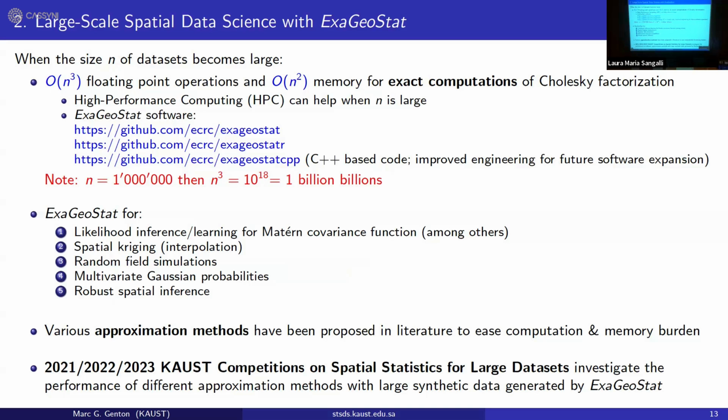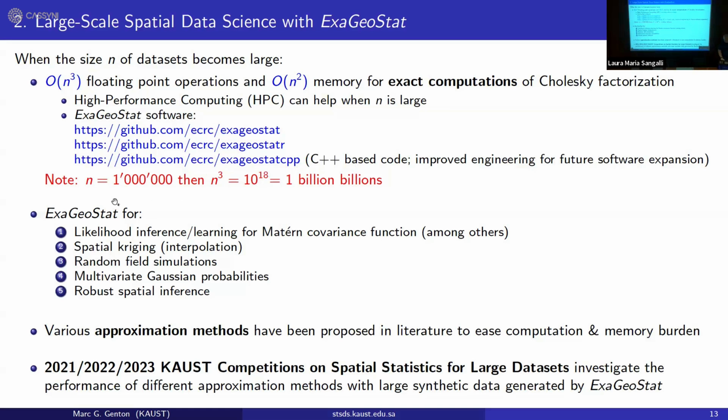Again, if you want to do exact computation of this Cholesky factorization, the order is n cubed in operations and n squared in memory. So high performance computing, or HPC, can bring some help and light when n is large. This was the motivation to develop the software ExaGeoStat. You can download the software at these GitHubs. There's a C version, the basic version. There's an R version for statisticians who like to use R. And now we also have a C++ version that is a bit more user-friendly if you want to modify the covariance. If it's not the Matern or not one of the space-time or multivariate models that we have implemented, you can basically build your own as well.